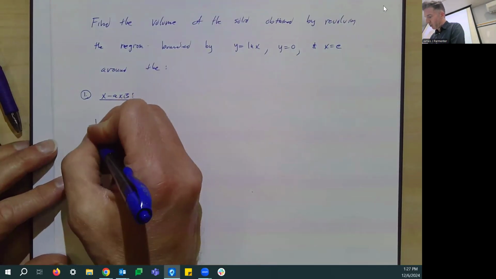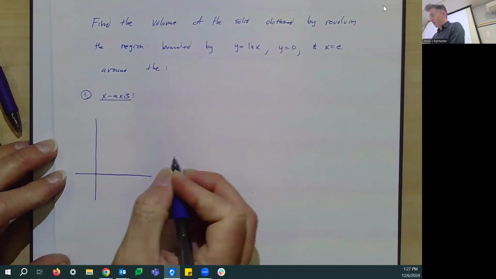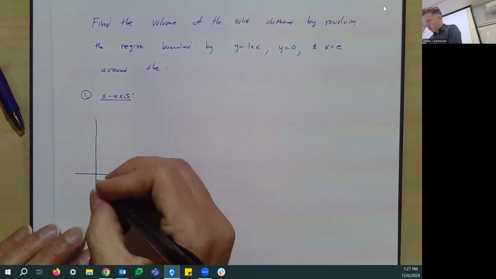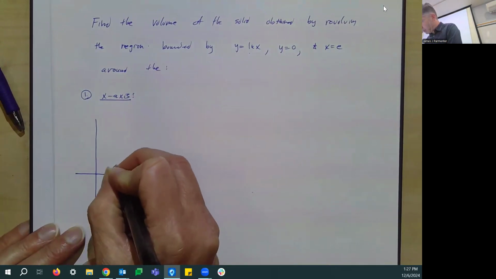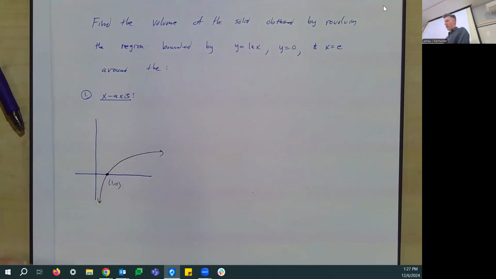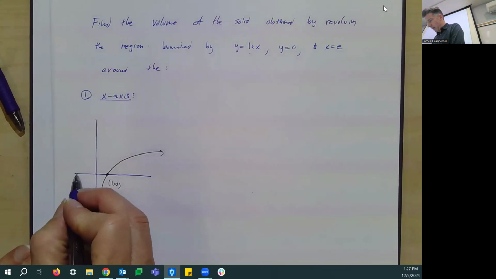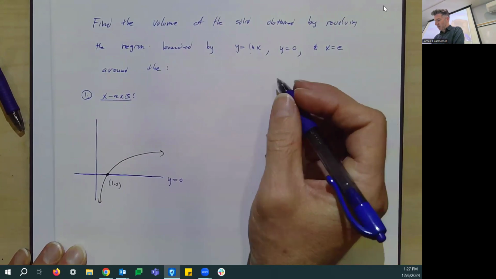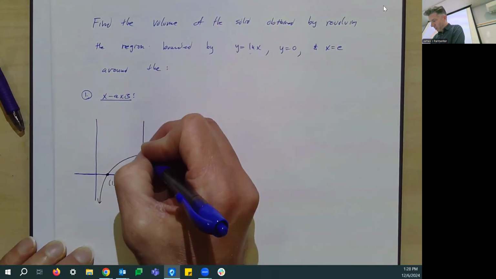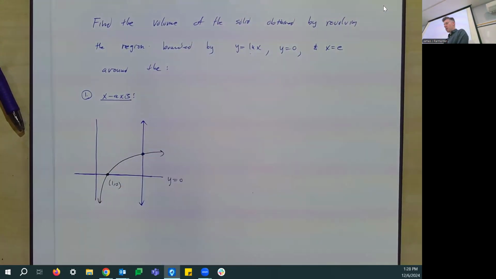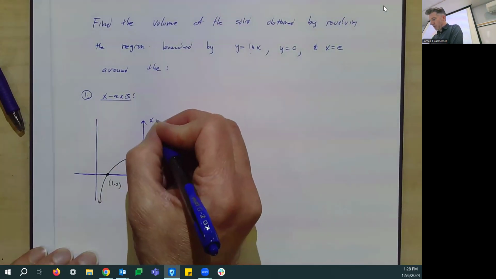Okay, so I've got y equals natural log of x, which is actually the only curve that we're drawing here. It looks like this. It has an intercept at (1, 0). And then I have 2 other lines. I have y equals 0, which is the x-axis right there. And I have x equals e, which is a vertical line about-ish there. So here's x equal to e.